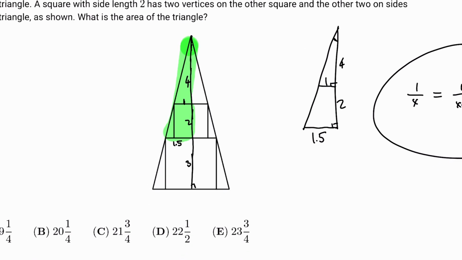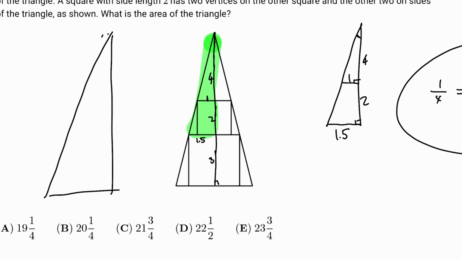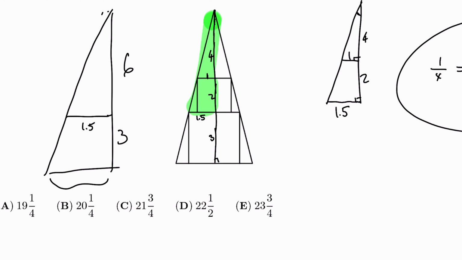And now we have a much better understanding of this. Now, if we take this triangle out again, this is 1.5, this has side length 3, and this has a side length of 6. Now we want to find this. How can we find this? Well, this is kind of easy.